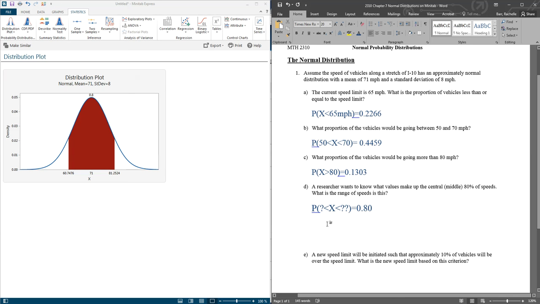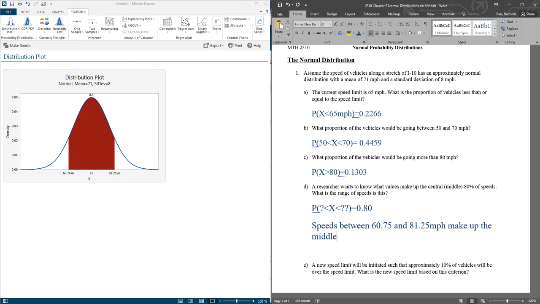Cool. So here's how I would write this, and this might not be what you expected. Speeds between 60.75, and, ooh, that was weird, 81.25 miles per hour make up the middle 80% of all speeds on the I-10.